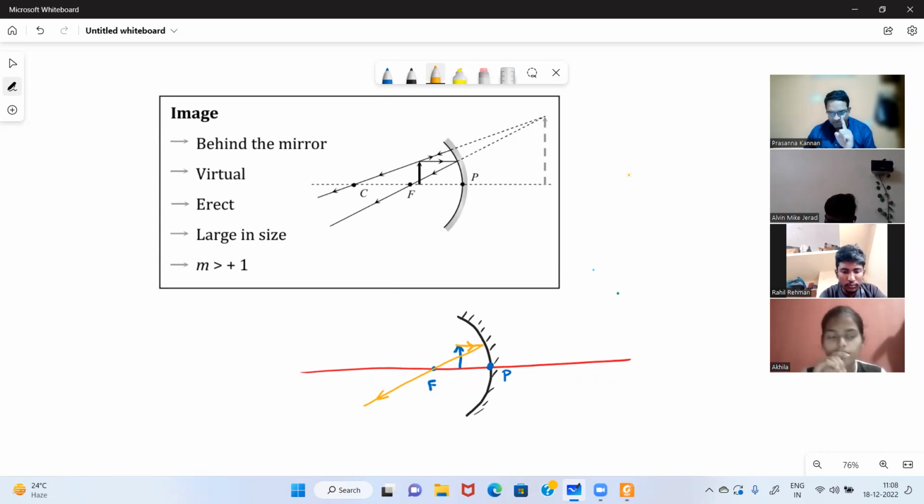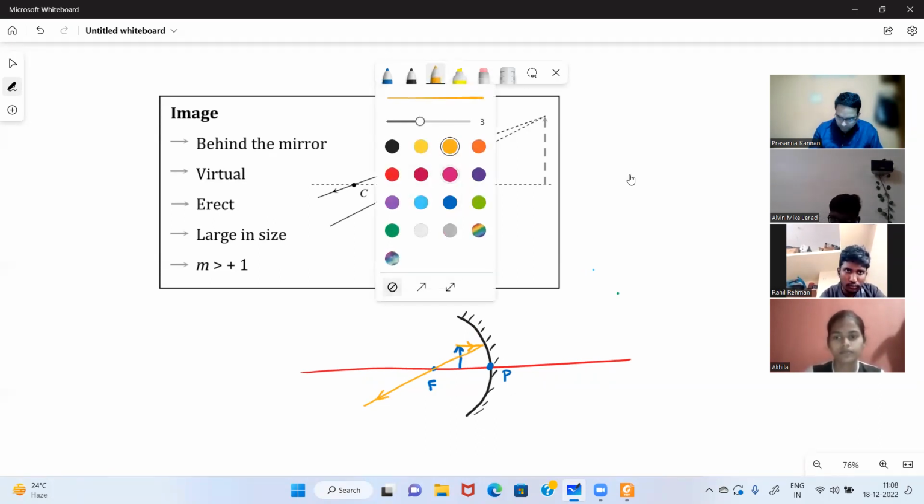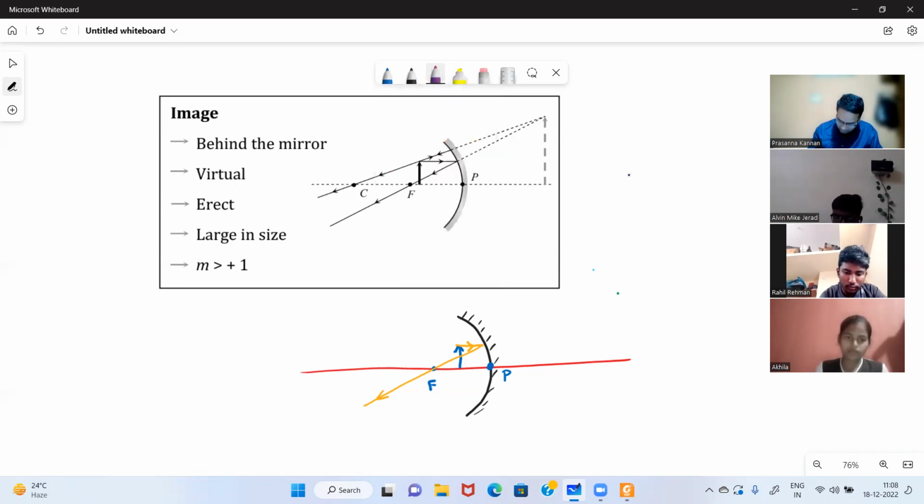Yes, sir. Okay, this is one ray. Now another reflected ray we want. For that I can choose any one of them. I can choose a ray at the pole. At the pole, the same angle it will get reflected. So you got two reflected rays. Understood? Yes, sir. This is one possibility.